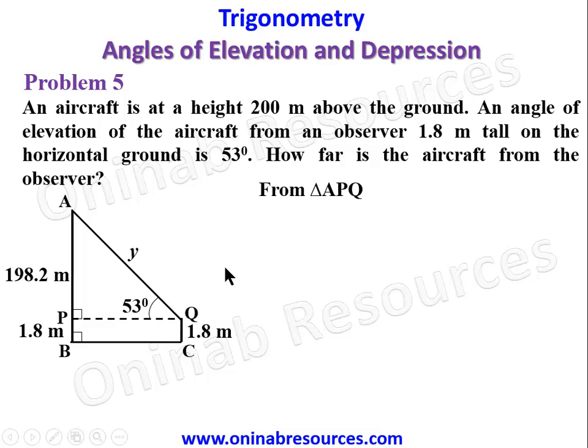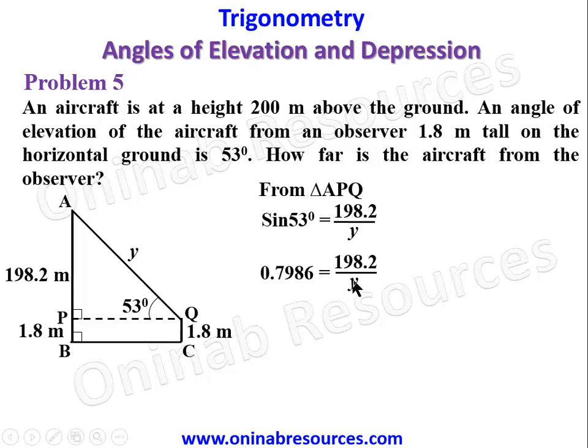So what ratio connects the opposite and hypotenuse? That is sine. So we look at sine 53 degrees, which is equal to opposite 198.2 over Y, that's over the hypotenuse. So sine 53 degrees is 0.7986, equal to 198.2 over Y.